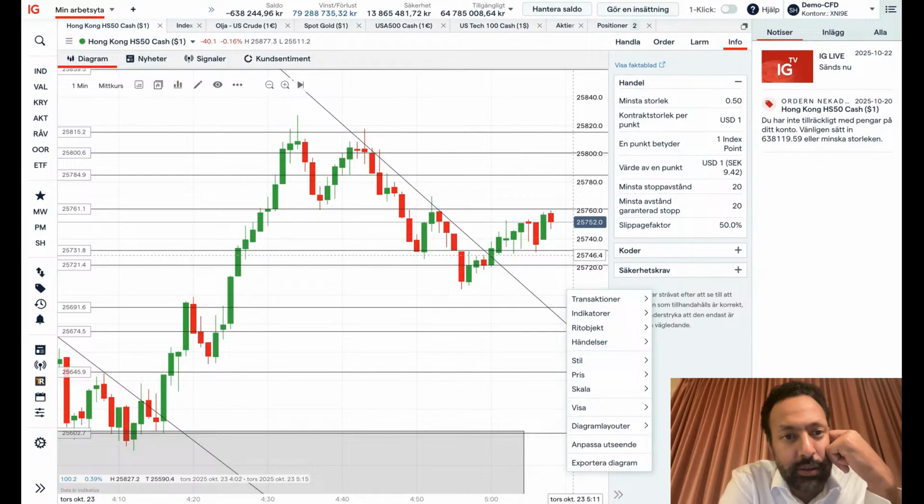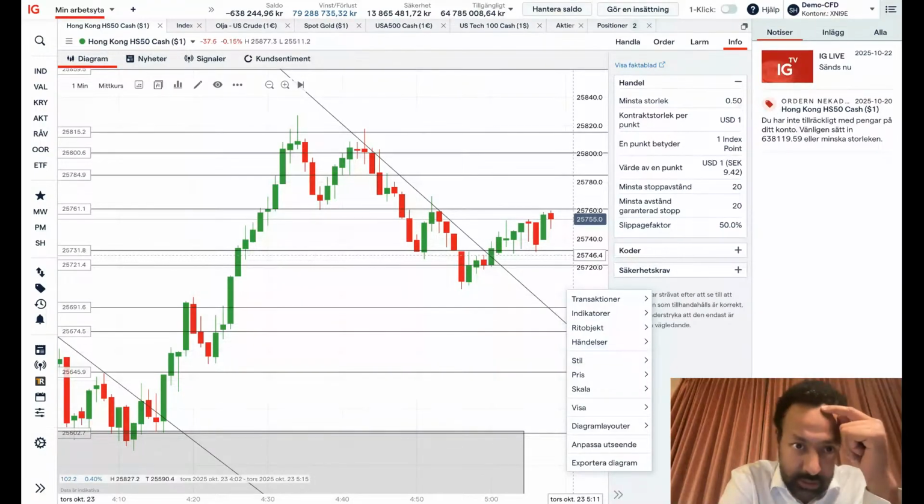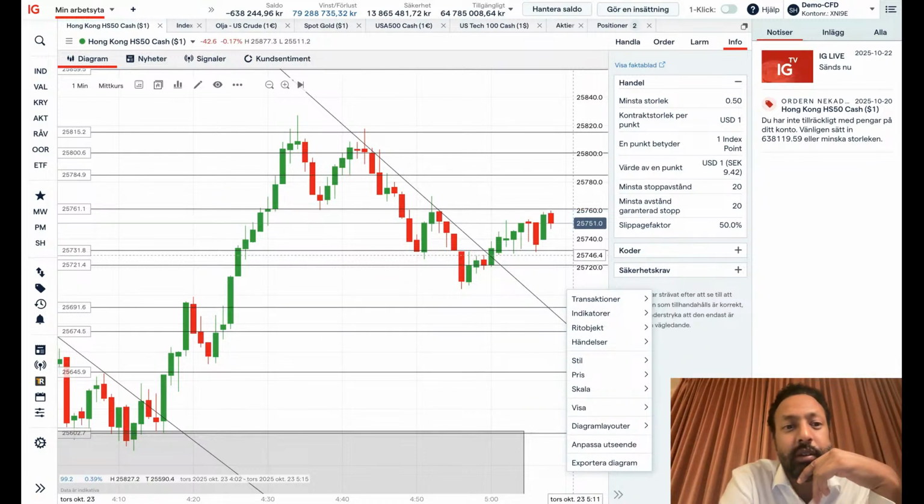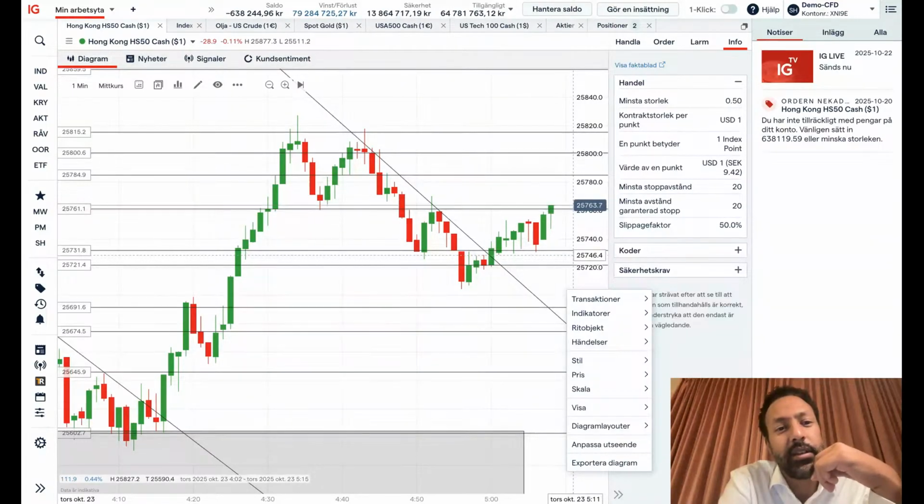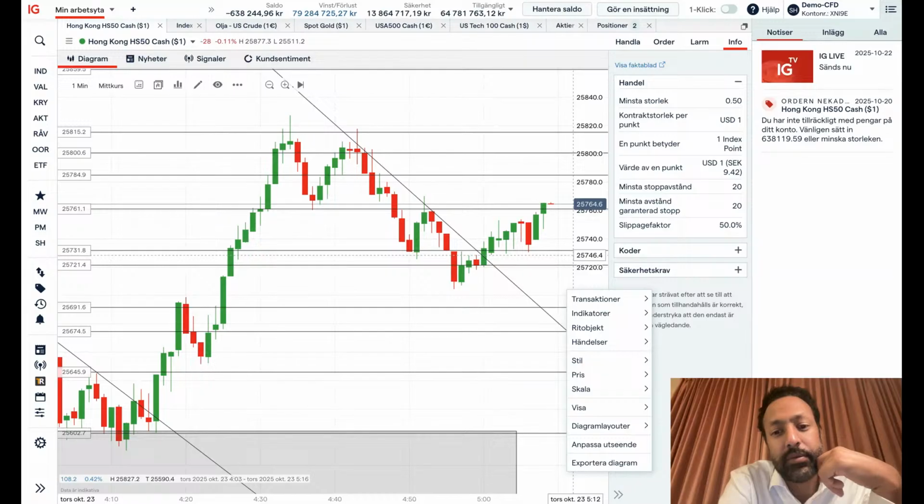Let's be short from 15. 14 would be better, but let's be short from 15. Tight stop. We're out at 12, giving back 3 to the market. Yeah, maybe I was too greedy there. Could have taken 17. Long from 11. Was out at 12, as I said.